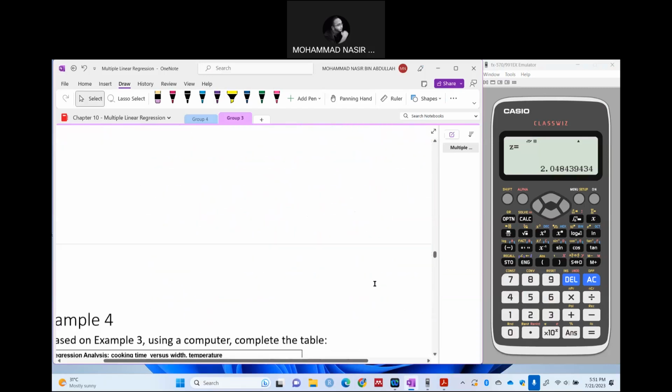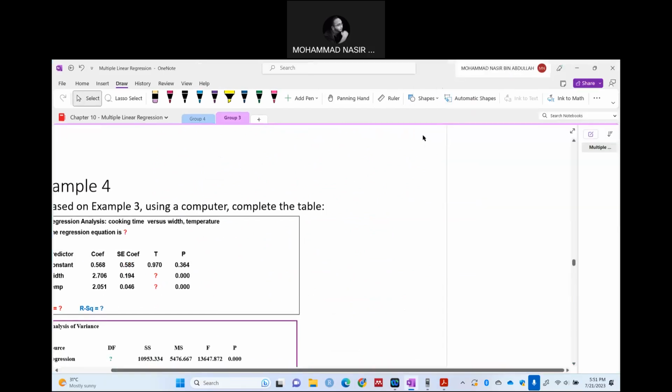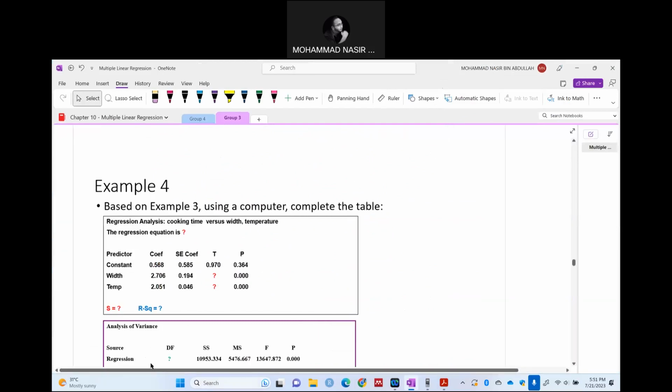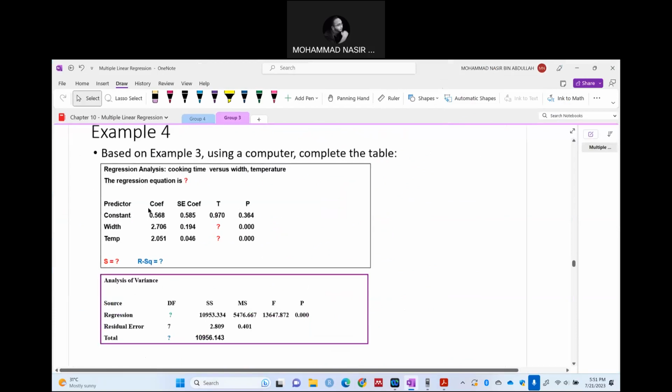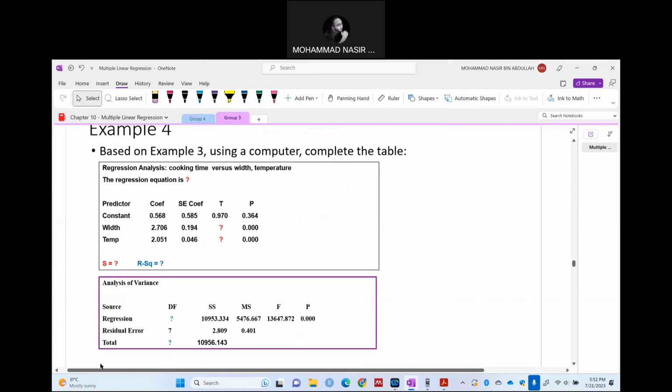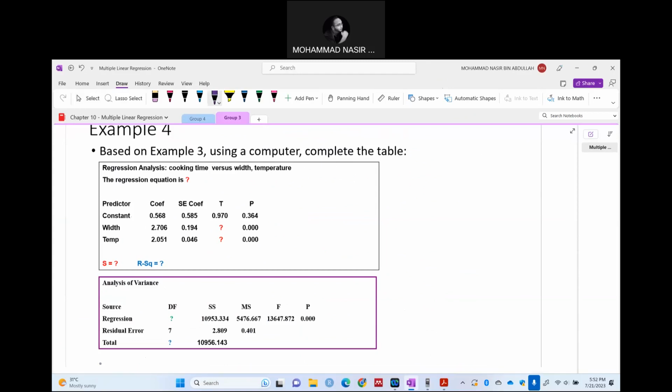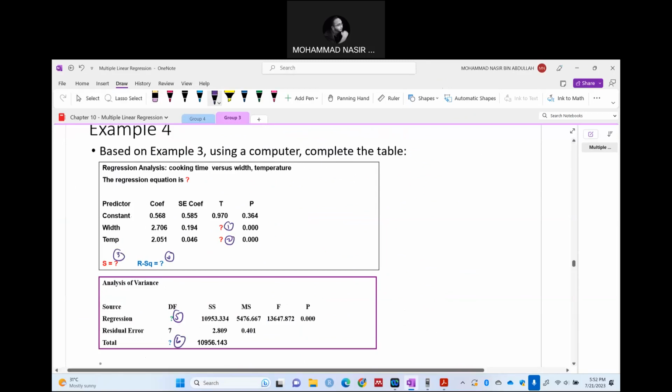Right. Let's look at example number 4. So example number 4, based on example number 3, using a computer, complete this table. Can you calculate the value of question mark? So let's say this is 1, 2, 3, 4, 5, 6. So only 6 values.